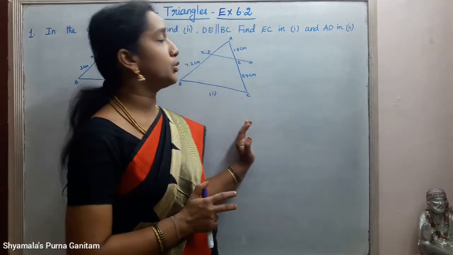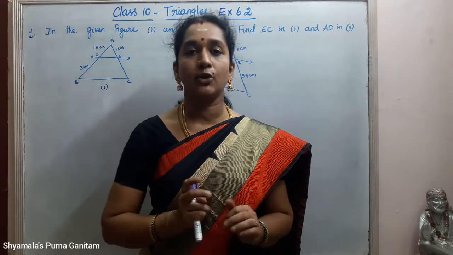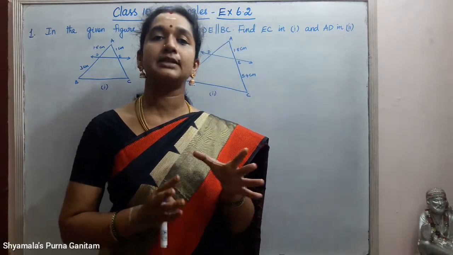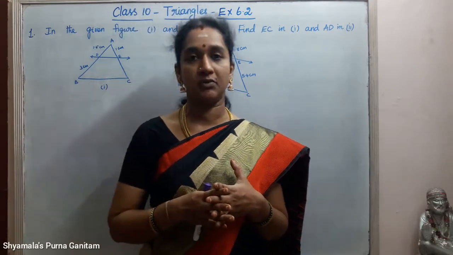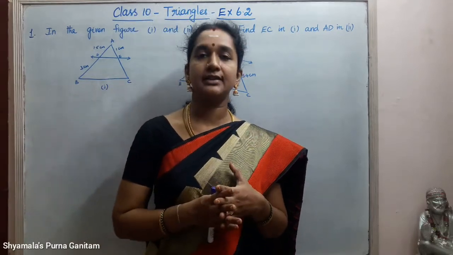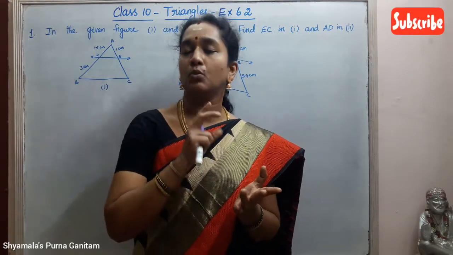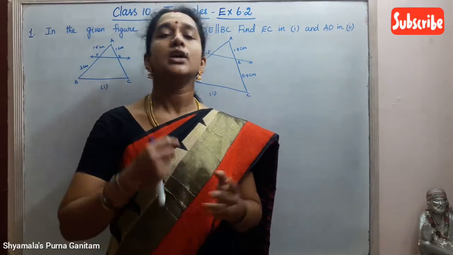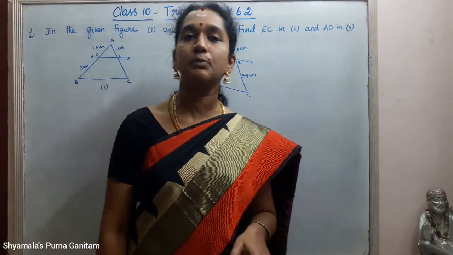So now I will continue with exercise 6.2. But exercise 6.1 is a very simple thing only. We have 5 fill in the blanks and similarity of any two figures, like that only it is given. So you can do it by yourself. In exercise 6.1, only fill in the blanks and 1 or 2 very simple sums are given. So I didn't do that exercise. I will continue with exercise 6.2.